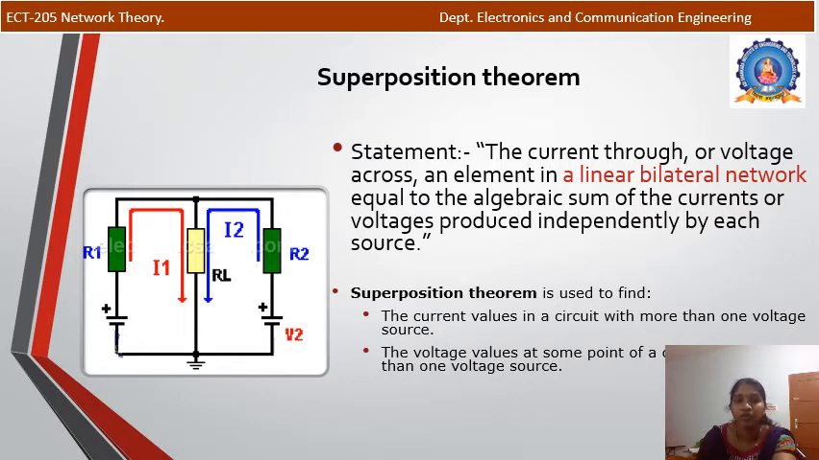Next, superposition is used to find the current values in a circuit with more than one source, or voltage values at some point having more than one voltage source or current source.